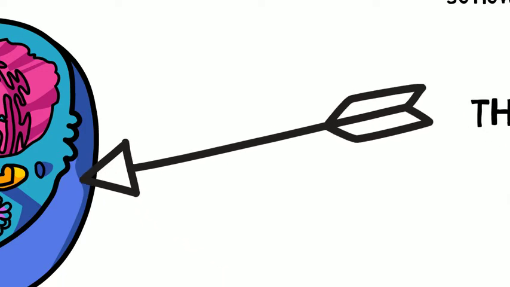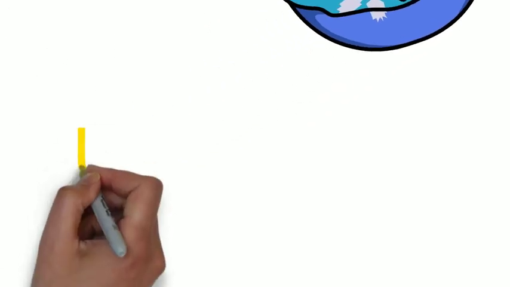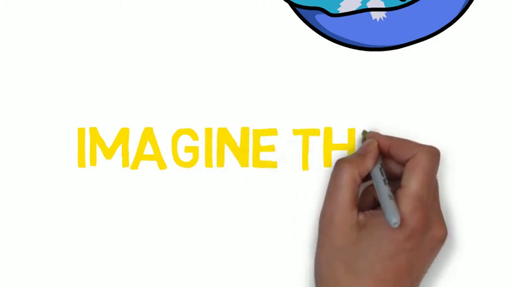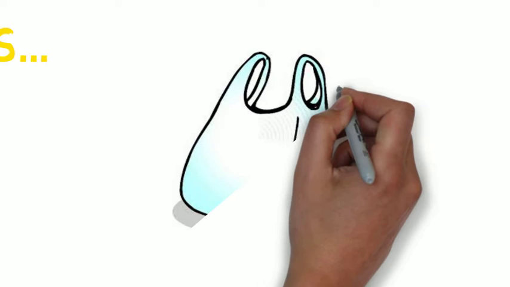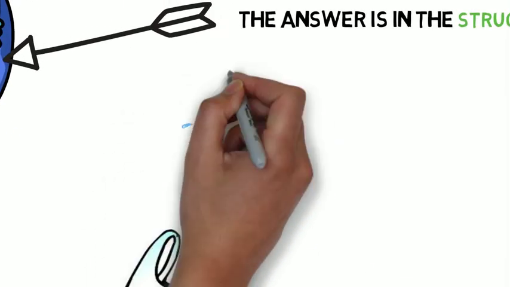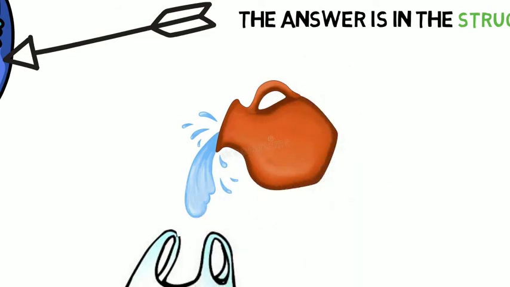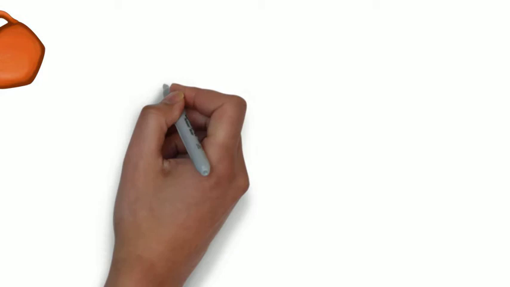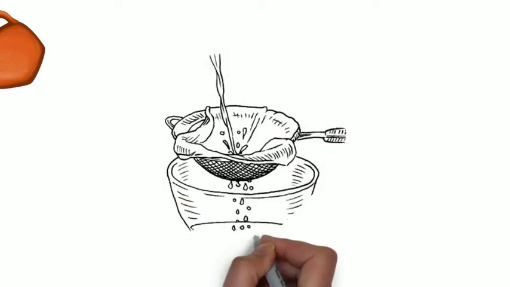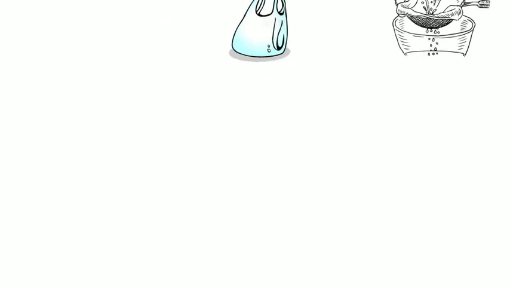Now imagine you pour water into both bags as shown. The plastic one holds the water, but the cheesecloth lets the water run through. The plastic bag is impermeable to water, while the cheesecloth is permeable to water. The difference is due to the differences in the structure of the materials from which the bags are made.